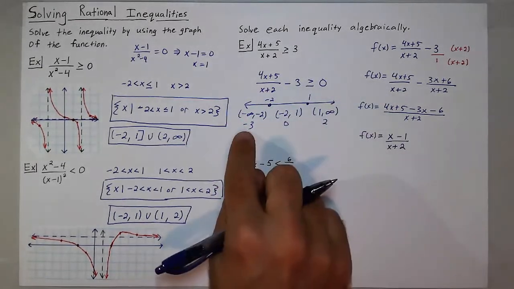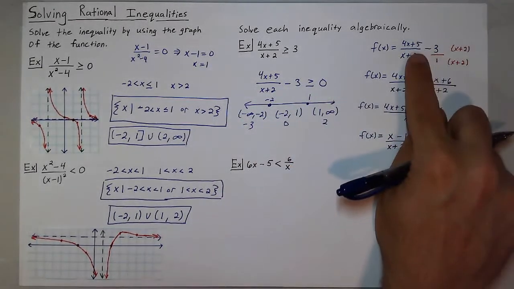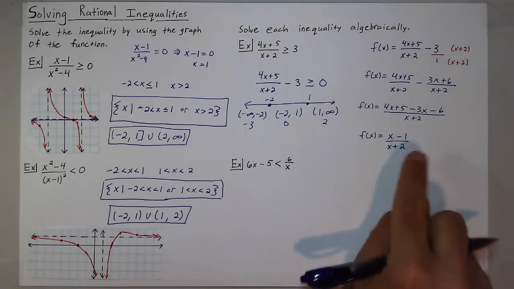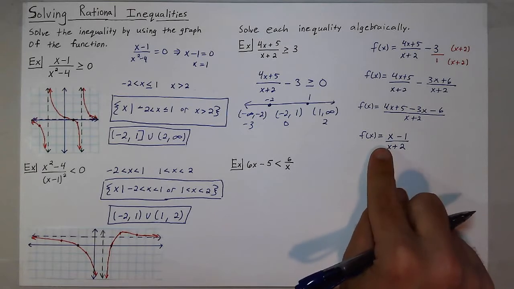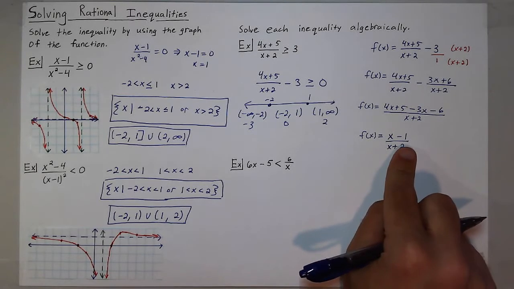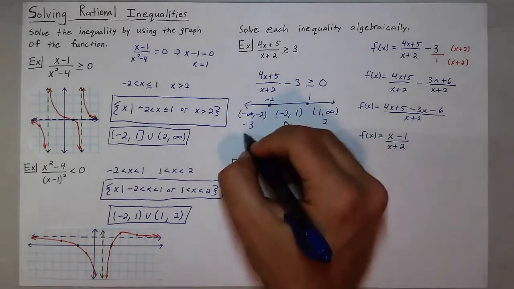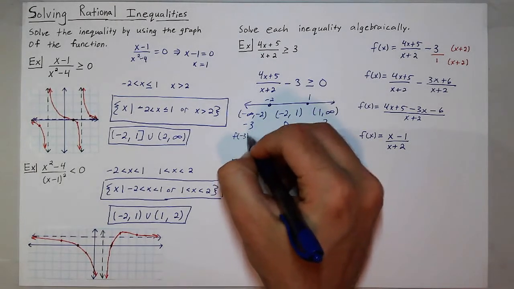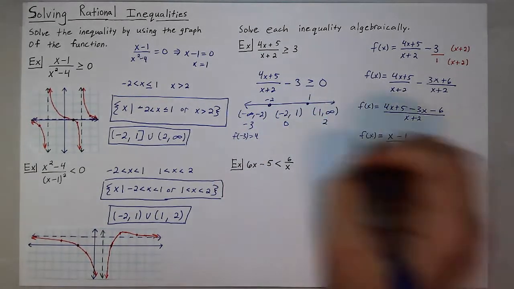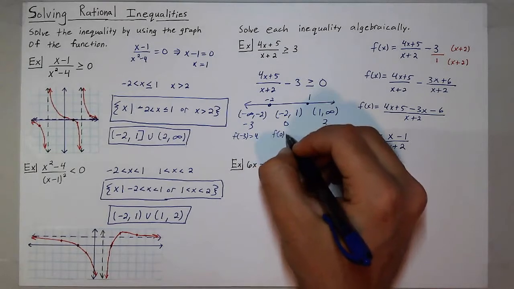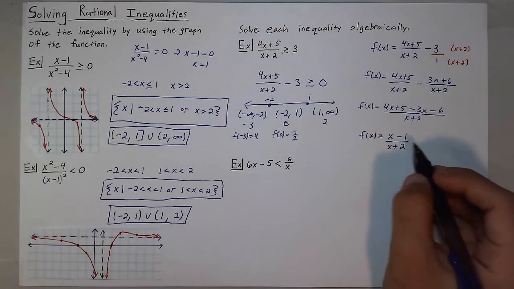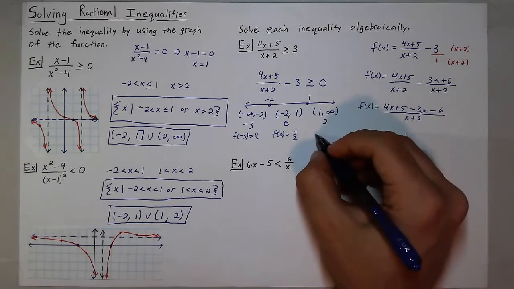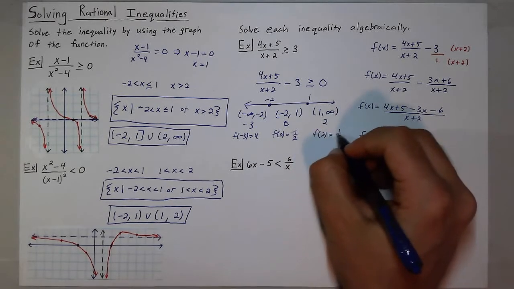And I'll plug these into my function, which I'll actually just use in its simplified form. So negative 3 minus 1 is negative 4, over negative 3 plus 2, which is negative 1, which gives me a positive 4. Plug in 0, I'll get negative 1/2. And plug in 2, I'll get 2 minus 1, which is 1, over 2 plus 2, which is 4. So f of 2 is 1/4.